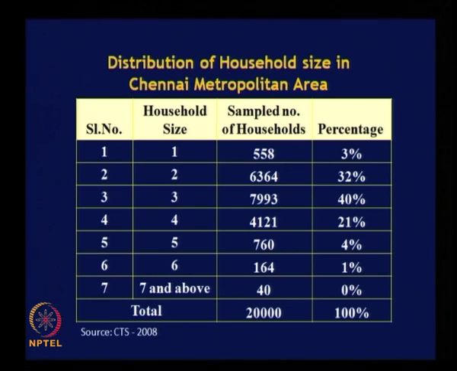Of course, this number 20,000 is the sample size. It is not the total number of households in the city. They have just taken 2% sample, so it is 2% of 10 million is 20,000, right?